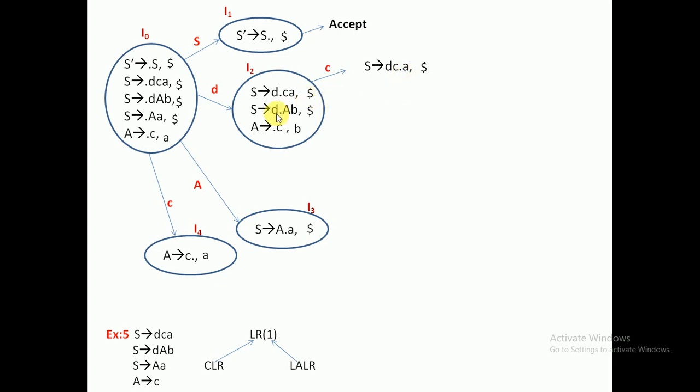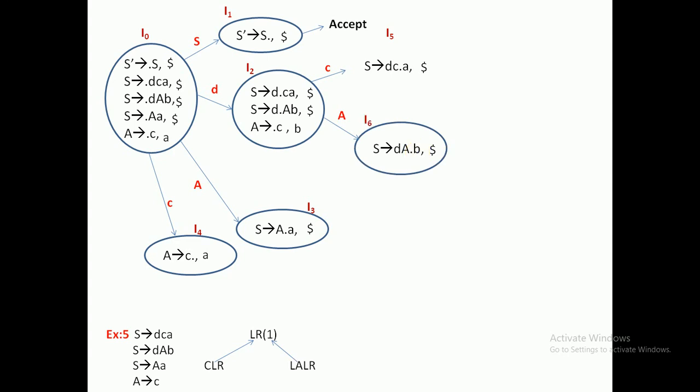Now move over capital A. Where will you reach? Second production. Move over capital A. You will reach D derive A dot B. After this, what is the lookahead? Dollar. After this dot, is there any non-terminal? No, it is a terminal only. So this is item set I6.